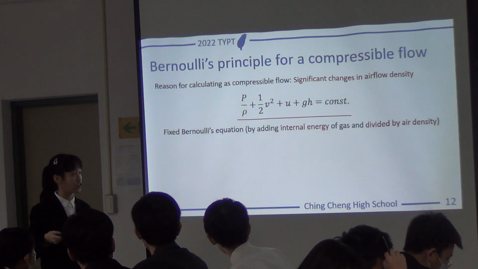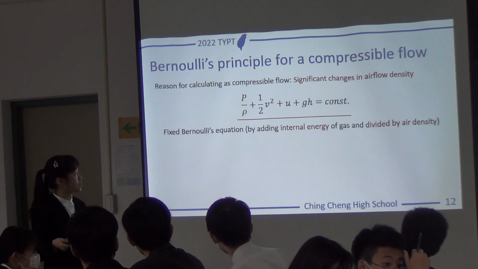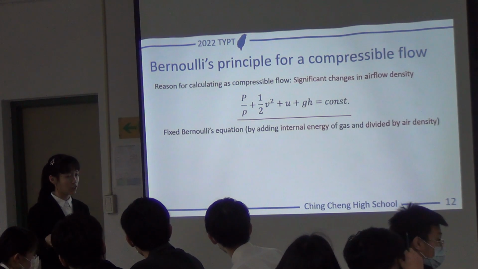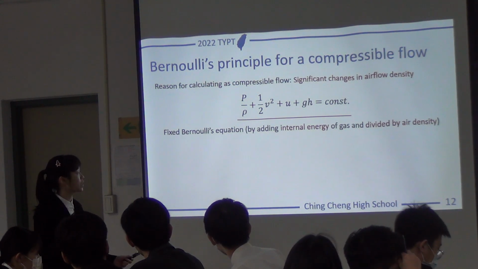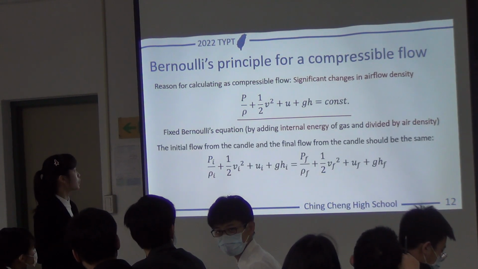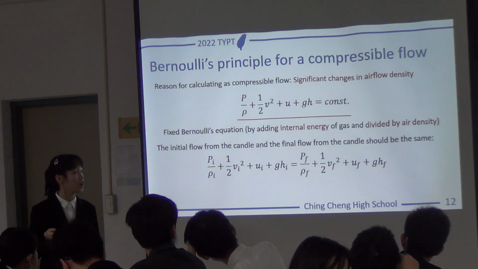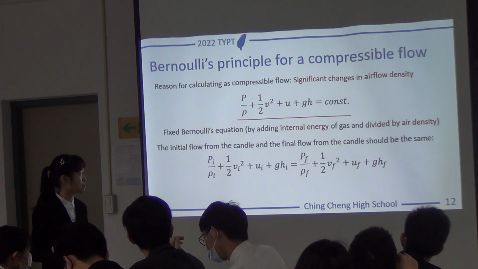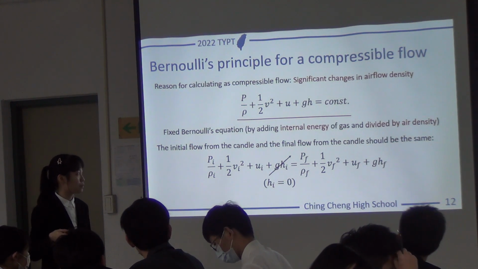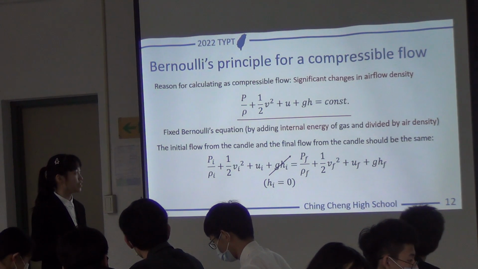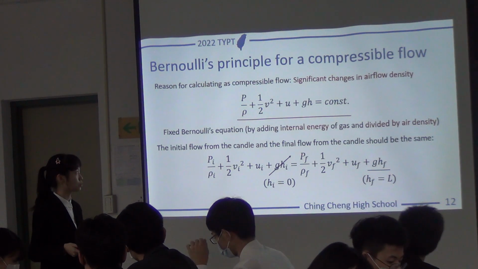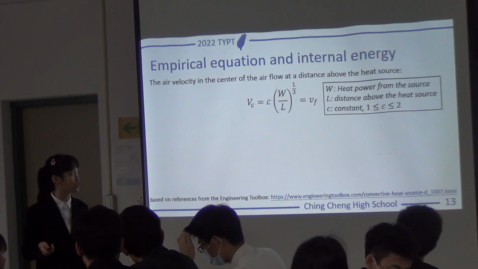But we know that there should also take internal energy U into consideration, so we can calculate the compressible flow. We also know that the initial flow from the candle and the final flow from the candle should be the same, so we also set the candle as the datum length, so we can eliminate that part. Later, we change HF into L, which means the distance between the spiral and the candle. And this is the empirical equation.